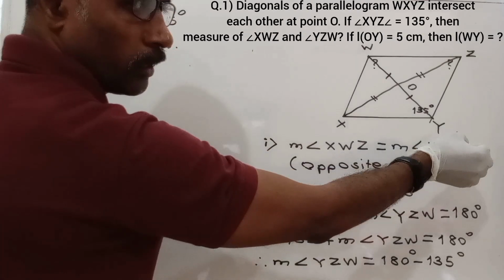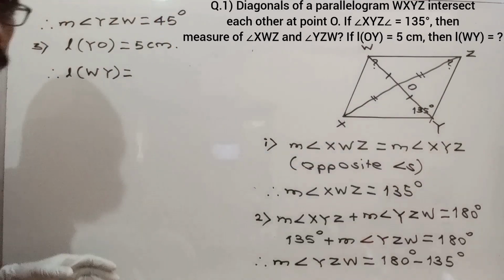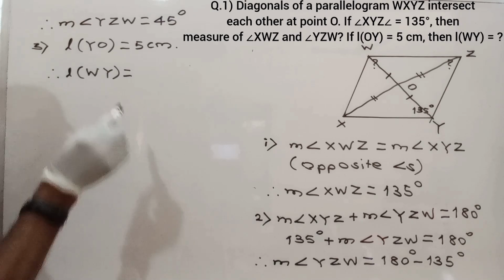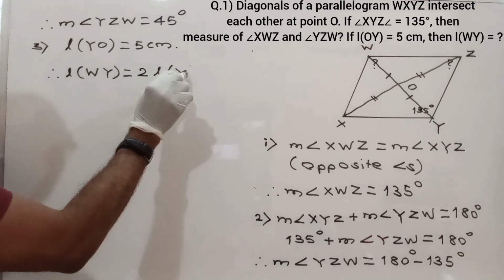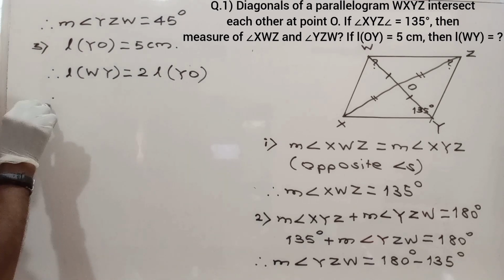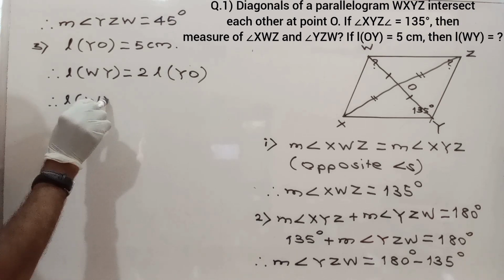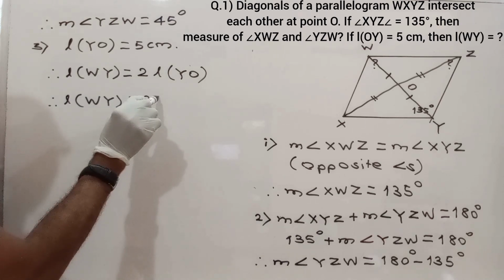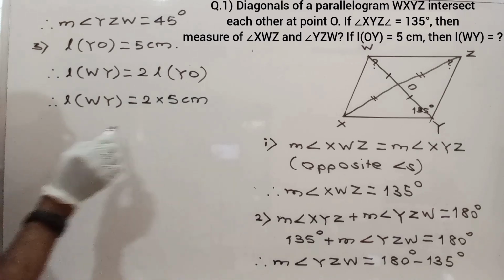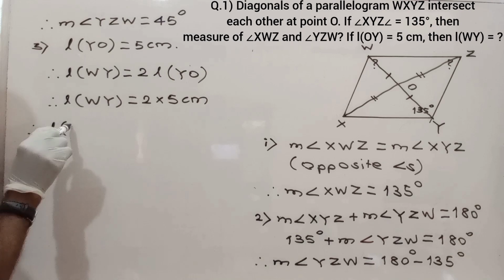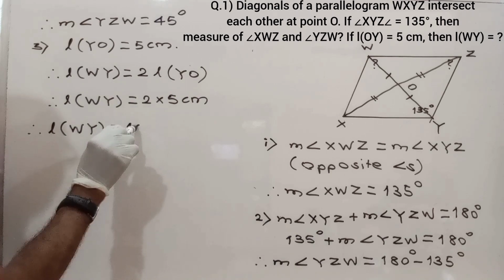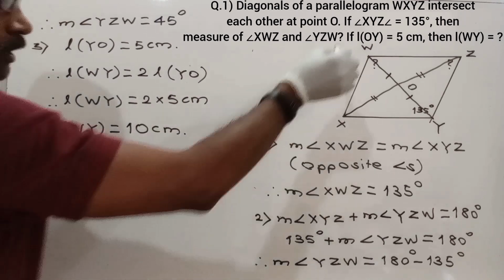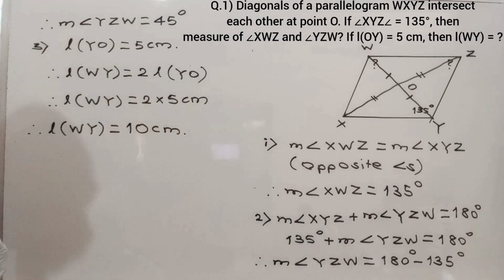Find WY. Now YO and WO are the same, equal. Therefore, length WY is equal to 2 times length of YO. Therefore, length WY is equal to 2 into 5 centimeters, 5 into 2, 10 centimeters. Therefore, length of this diagonal WY is 10 centimeters. Did you get it?